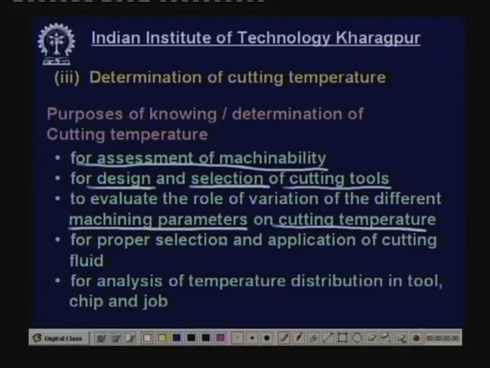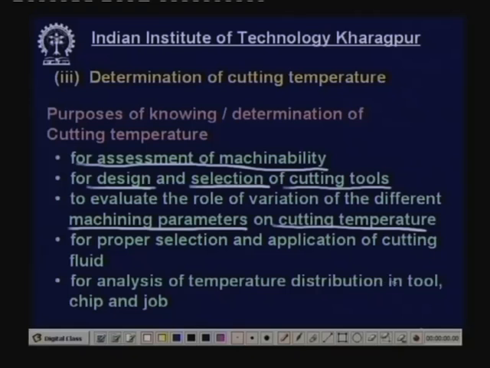Next, for proper selection and application of cutting fluid, if we find that the cutting temperature is going to be very high, then cutting fluid has to be applied. If the temperature is very high, then appropriate cutting fluid has to be selected and employed, so that the high cutting temperature can be taken care of, so that it does not damage the tool and job. It is also necessary to measure the temperature often for analysis of temperature distribution in tool, chip and job.